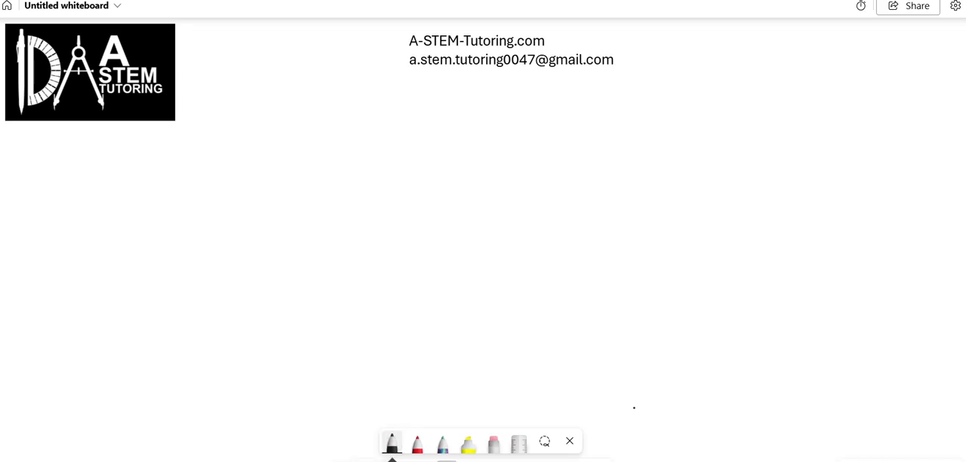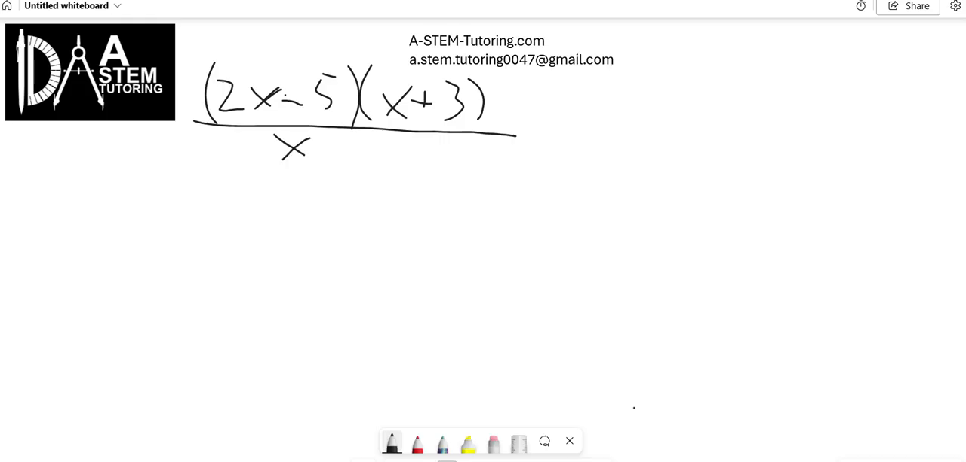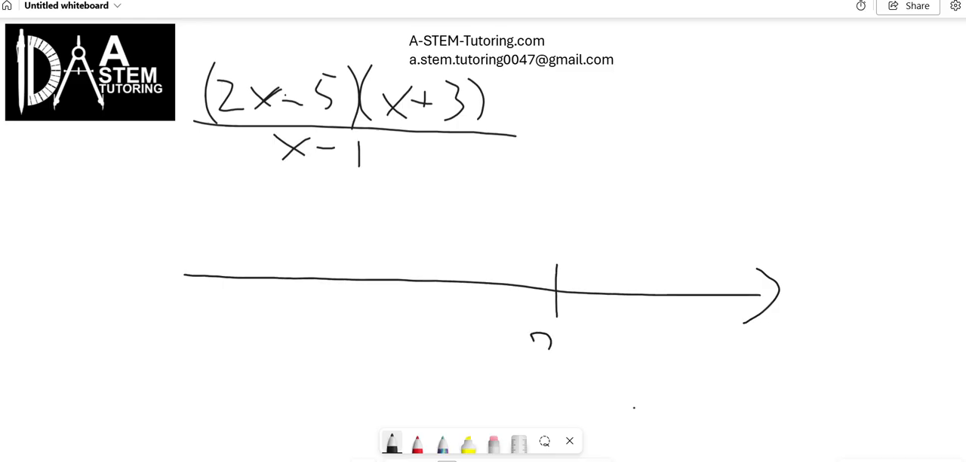So remember that the factored form of this function was 2x minus 5 times x plus 3 over x minus 1. The critical points that we have to look at are the zeros. So we draw a number line. We have 0 at 2.5. And we have 0 at negative 3.